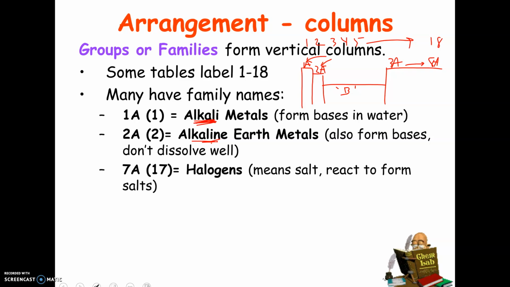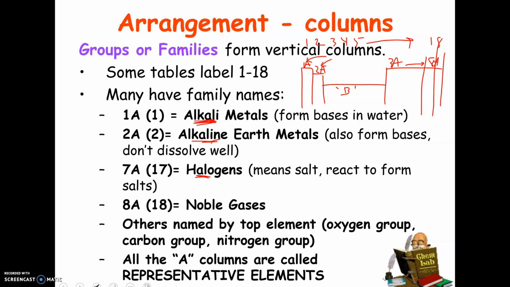Group 7A or group 17, all the way at the right before your noble gases, are called your halogens. They tend to form salts. They react with metals to form salts. Halo means salt. And then group 8A or 18 on our modern table is our noble gases. So these are specifically named.